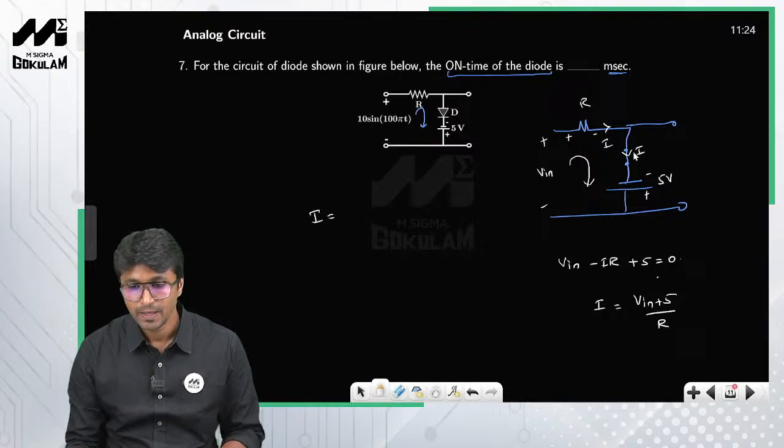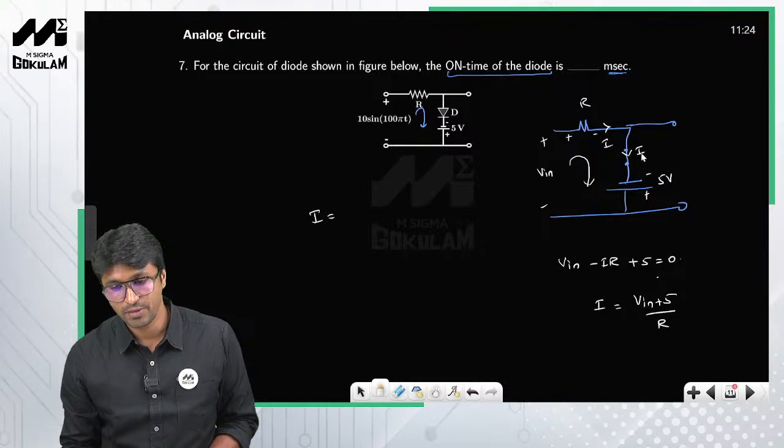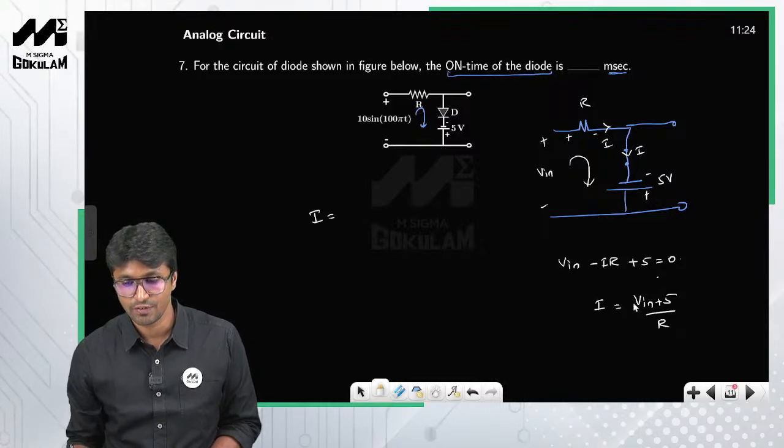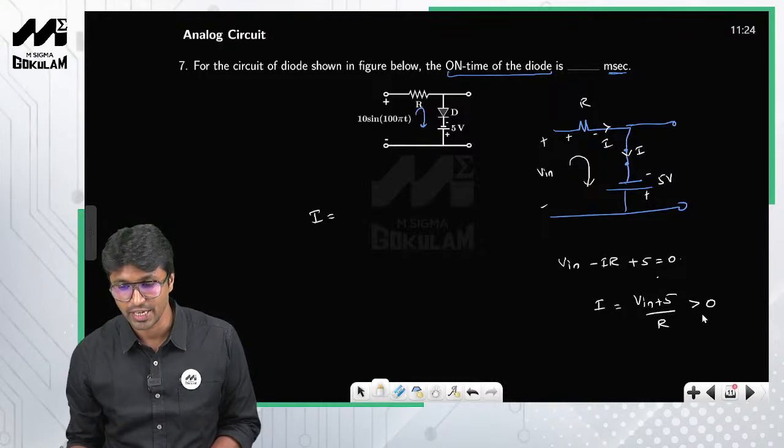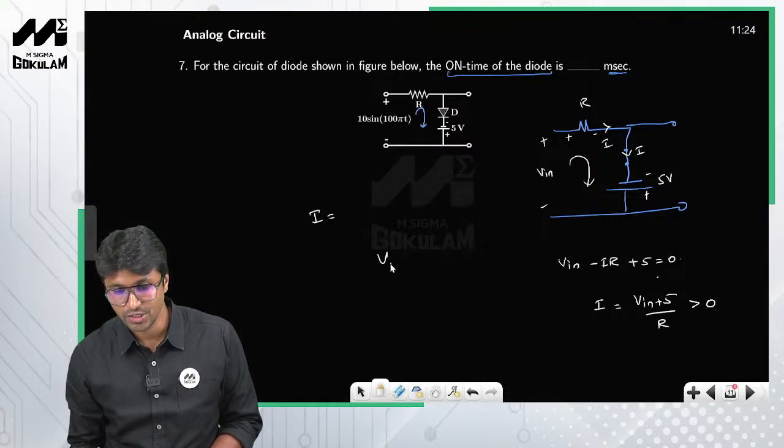So listen, we have assumed that the diode is forward bias, so obviously this current has to be positive, right? So I should be positive, that is this has to be positive, right? So what is the condition that we get? V in plus 5 greater than 0, or V in should be greater than minus 5 volt, right? So what is the input given to you?